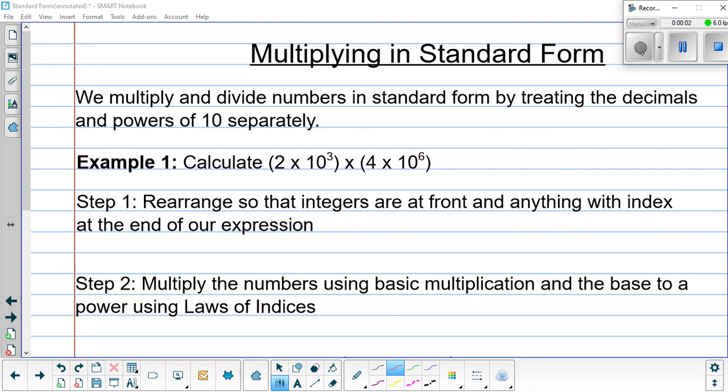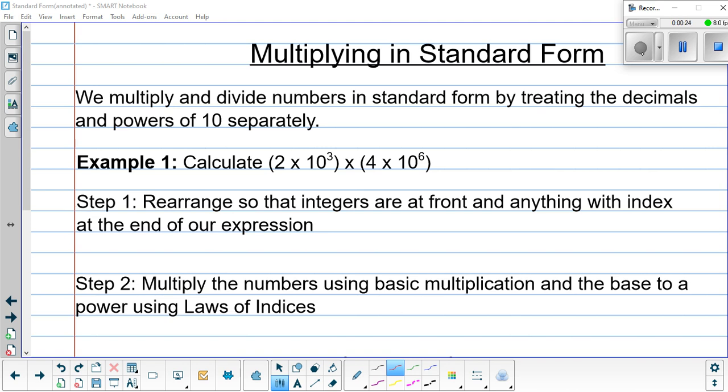Hello, it's Mr. Candy here, and we're looking at multiplying in standard form. This is probably the easiest operation. I know we're usually used to starting off with addition and subtraction, but multiplying is kind of the easiest starting point, I think. So when we multiply and divide, so we'll see that in the next video, in standard form, we do this by treating the decimals and powers separately.